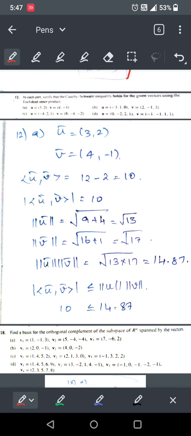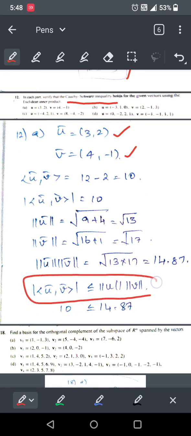So the next sum is we need to find the Cauchy-Schwarz inequality. We need to verify Cauchy-Schwarz inequality for these 4 problems. So let me do the first problem alone. Here the value for u is given as 3, 2 and v is 4, minus 1. Cauchy-Schwarz inequality is nothing but modulus of inner product uv is less than or equal to norm u into norm v. So we need to find first inner product between u and v.